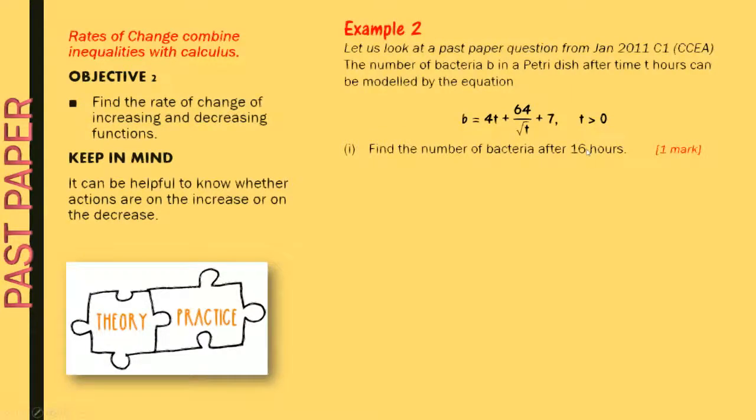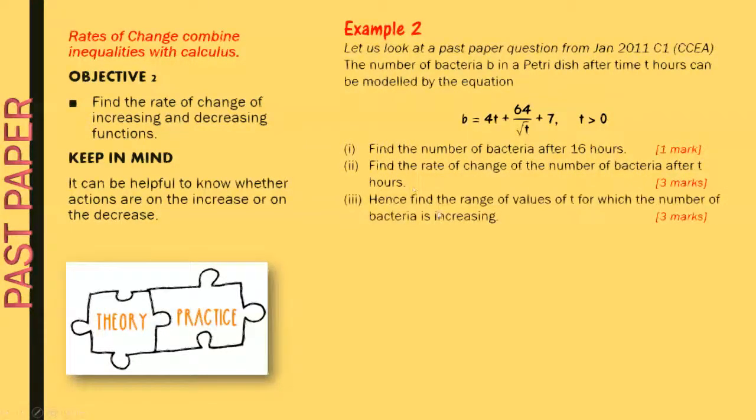We are asked to find the number of bacteria after 16 hours for a mark. Find the rate of change of the number of bacteria after t hours for 3 marks. And hence find the range of values of t for which the number of bacteria is increasing. And that's also 3 marks.